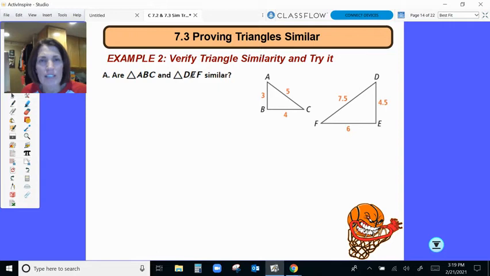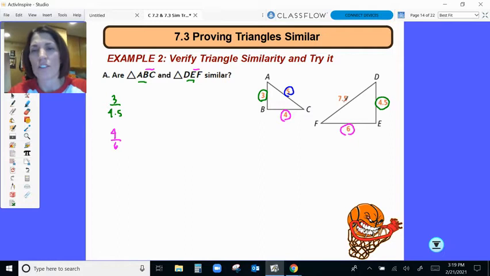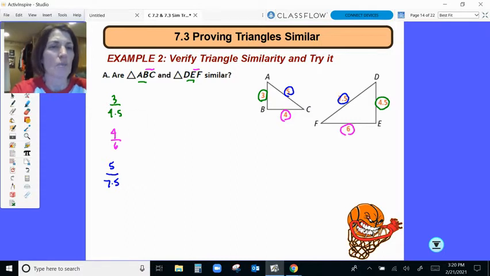So are triangles ABC and DEF similar? Again, just like in congruence, we want to make sure that we look at the segments that are corresponding. We know that AB corresponds to DE, so 3 over 4.5. We also know that BC corresponds to EF, so 4 over 6. And then we know that AC corresponds to DF, so 5 over 7.5. So the question is, are all those the same ratio?